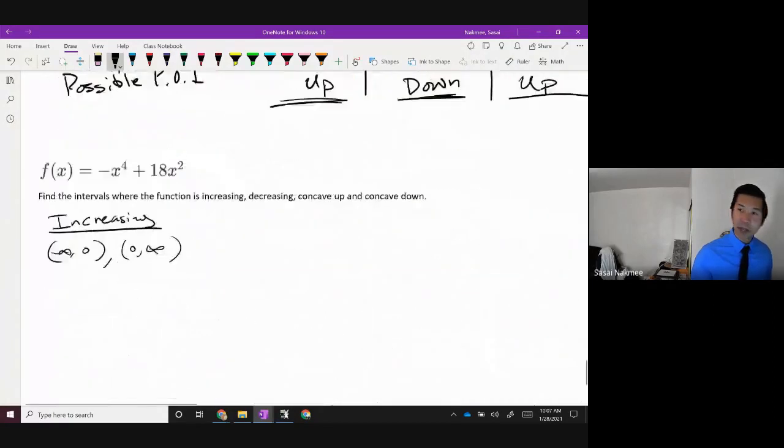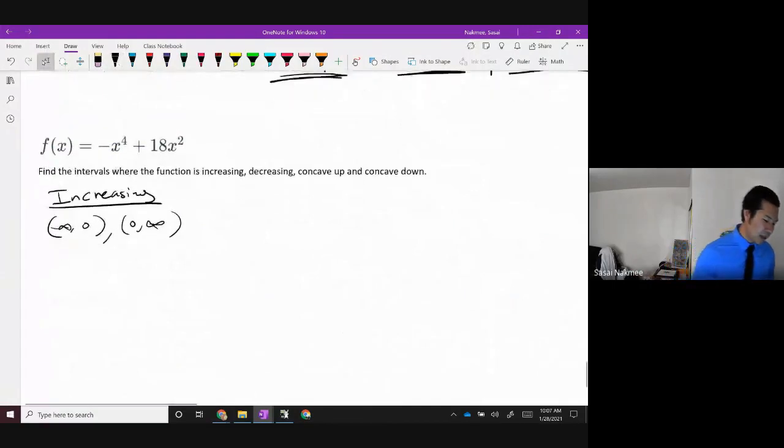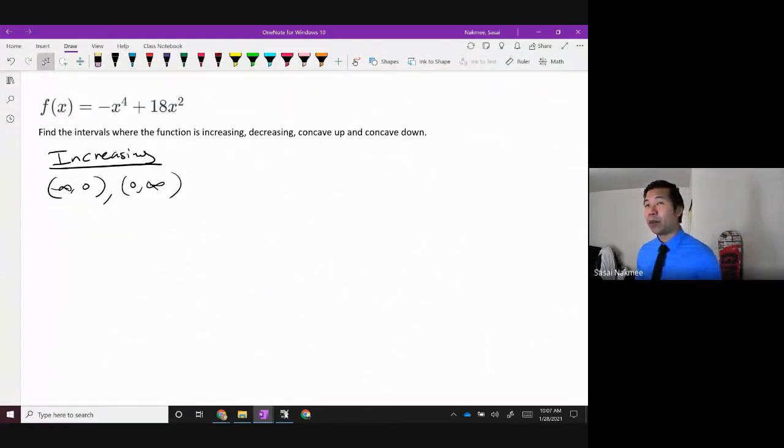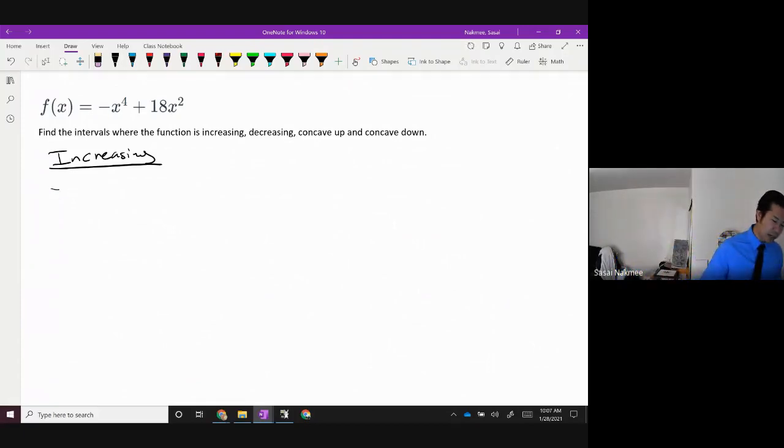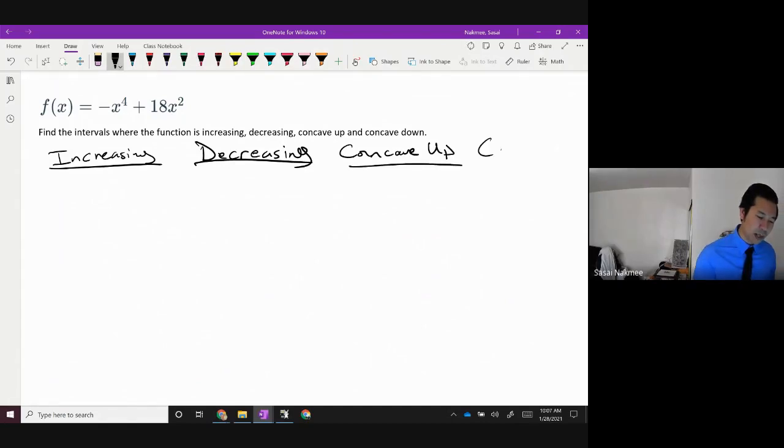On this one, on the pair deck, I've cleared the screen out for you. I'm going to give you guys about 8 minutes because this requires a lot of time. So tell me where it's increasing. Tell me the intervals where it's decreasing. Tell me the intervals where it's concave up. And tell me the intervals where it's concave down.